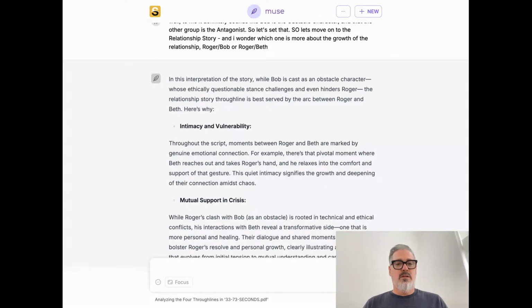Wow. So, because I said it as Bob, now it's saying Roger and Beth. Throughout the script, moments between Roger and Beth are marked by genuine emotional connection. For example, here's that pivotal moment where Bob reaches out and takes Roger's hand and he relaxes into comfort and support. That gesture, this quiet intimacy, signifies the growth and deepening of their connection amidst chaos.